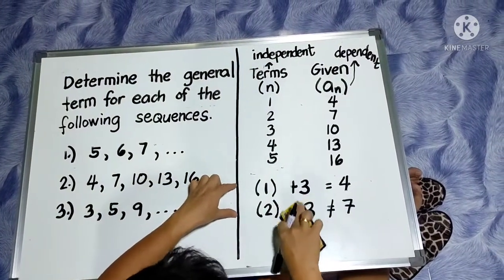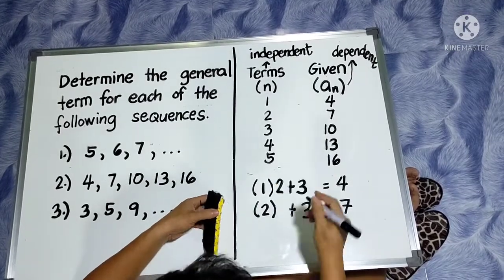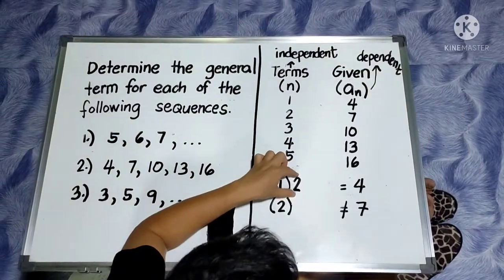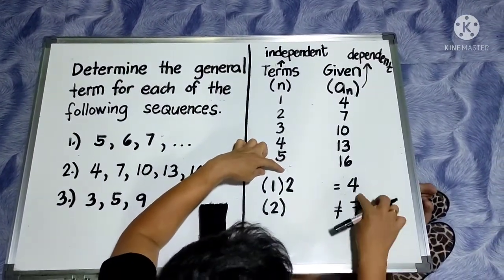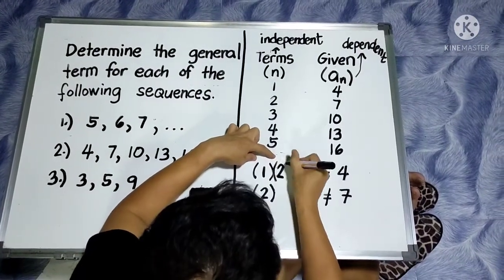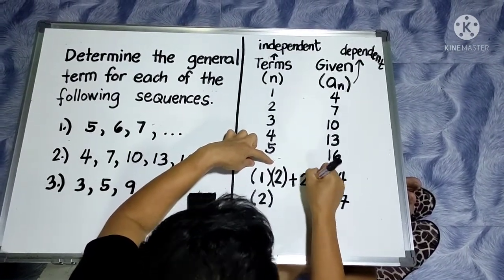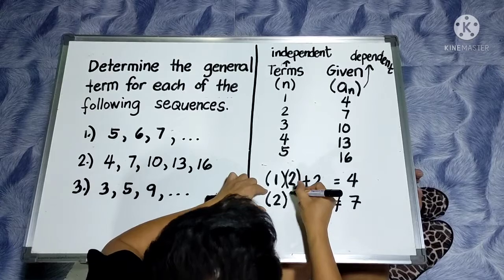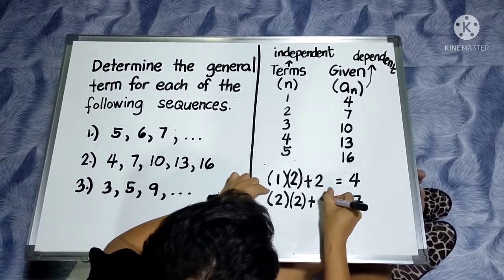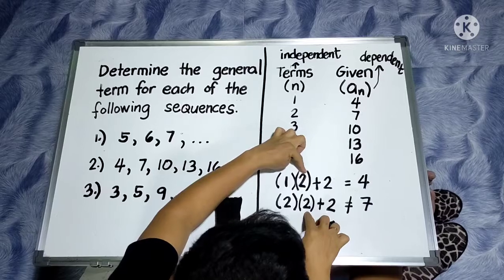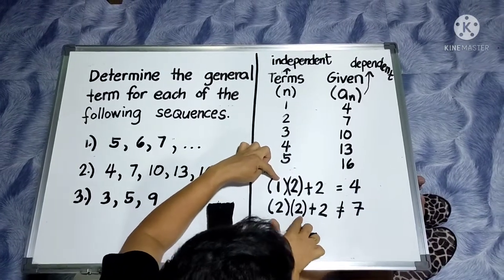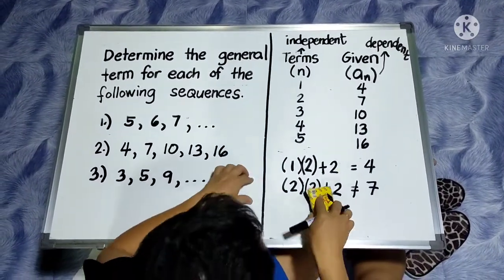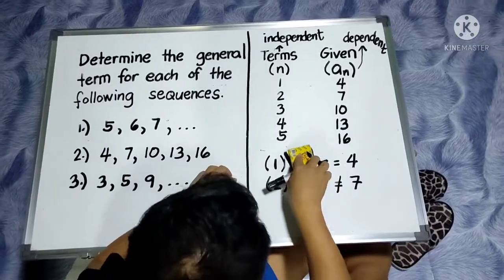Therefore, multiplying it by 1 is not the answer. How about if we multiply it by 2? If we multiply it by 2, 1 times 2 is 2. So how much are you going to add to get 4? So multiply it by 2, then plus 2. 1 times 2 is 2, plus 2 is 4. So let's proceed to the second term. 2 times 2 plus 2. You copy. These are your values of n. 2 times 2 is 4. Plus 2 is 6. It's not equal to 7. Therefore, multiplying it by 2 is not the solution.